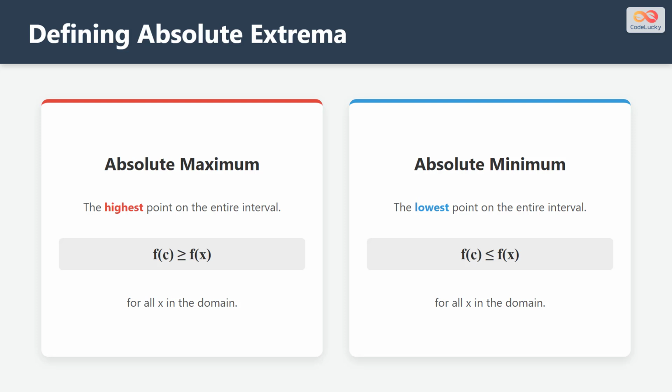Let's start with the definition. What exactly are absolute extrema? An absolute maximum is simply the highest point on the entire interval. In mathematical terms, f of c is an absolute maximum if it is greater than or equal to f of x for every other x in the domain. Similarly, an absolute minimum is the lowest point on the entire interval, where the function value is less than or equal to all other values.